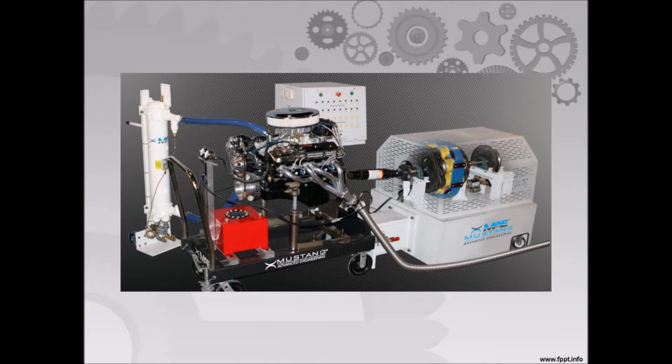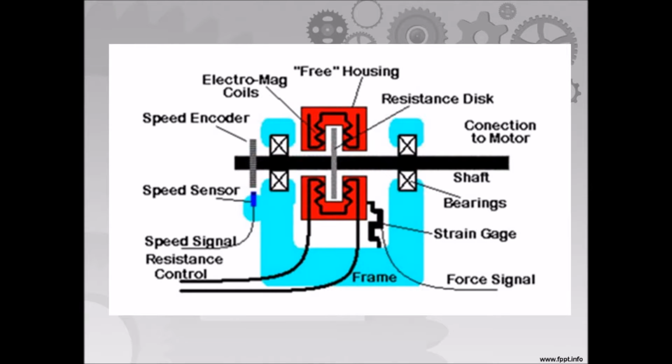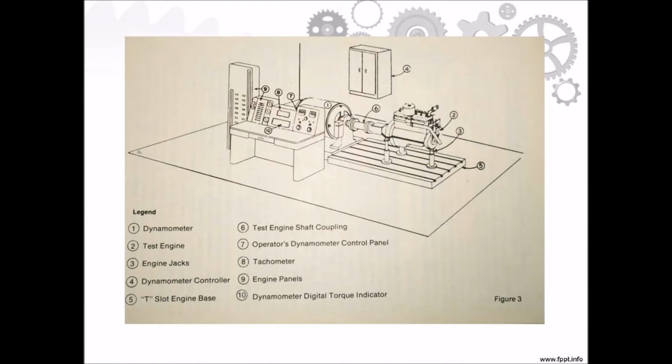Here is a setup for a simple eddy current engine dyno. A spinning rotor, which is powered by the engine being tested, passes in between stators, which transduce the rotational energy into electrical power. The electrical power is then conditioned so that a computer and a DAC can accept the signal. Computer software interprets this signal and displays the engine power and torque as a useful numeric output. This numeric output is determined by governing equations which are fossilized in the computer software, which is unique to every dyno.